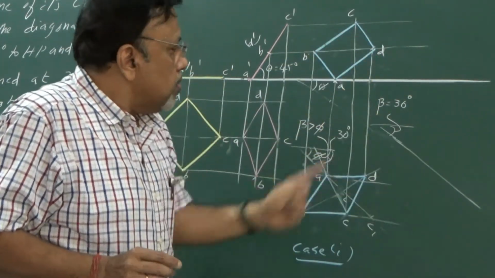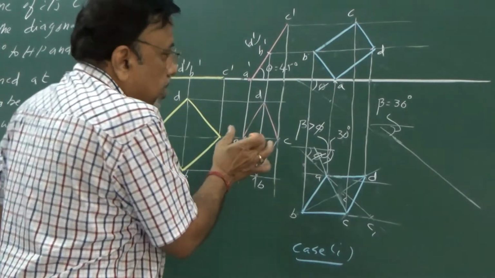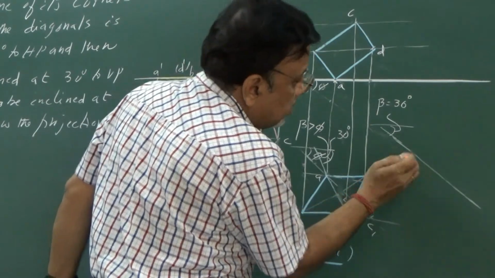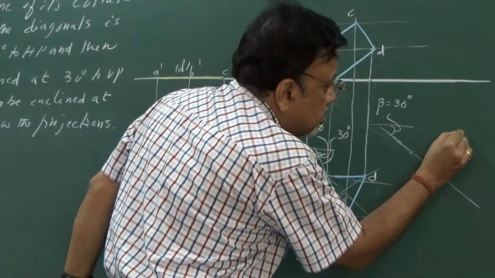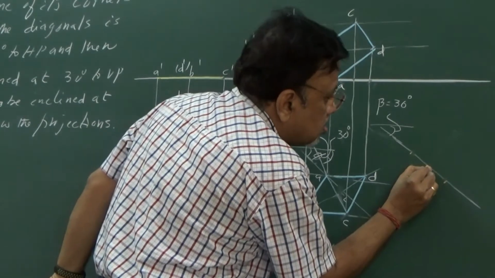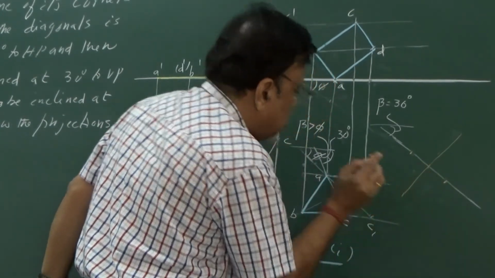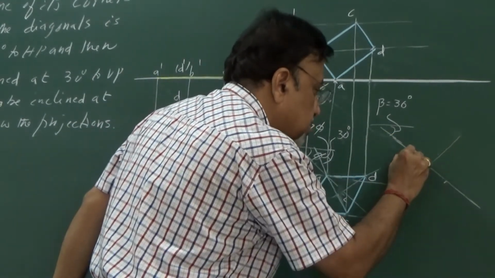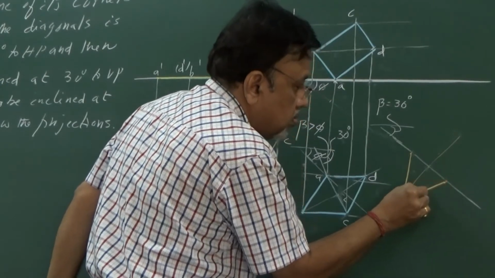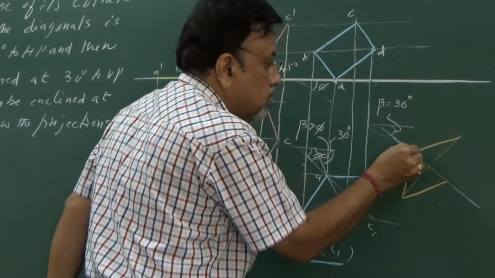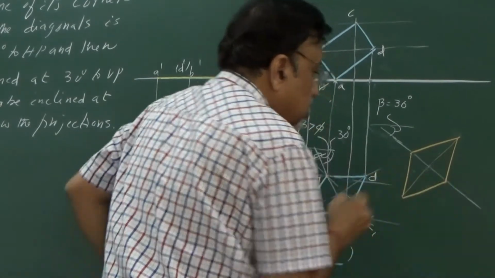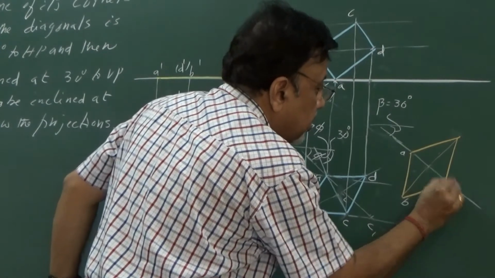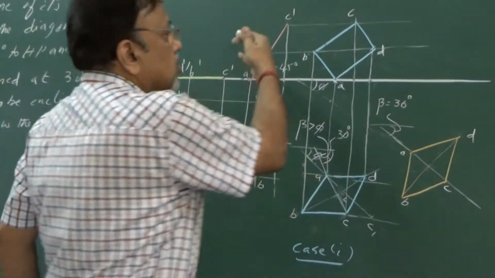Okay, but anyway, now let us do this. Now anyway, beta itself is 30 degrees. So take this AC, somewhere I will take AC here. Then this is the center line. So upon this, I should take half on either side. A, B, C, D. So we have the same projectors.